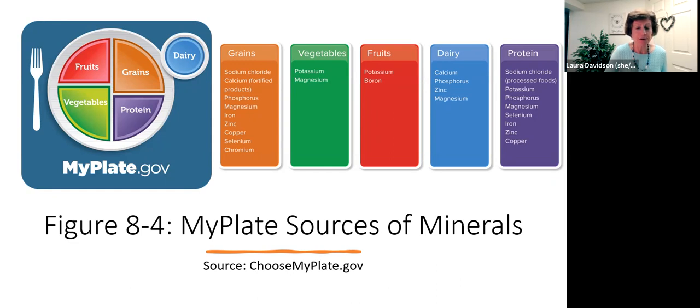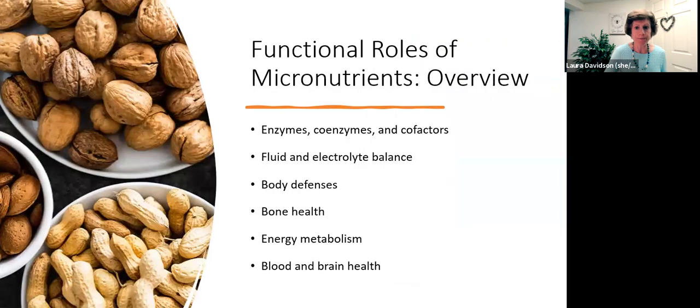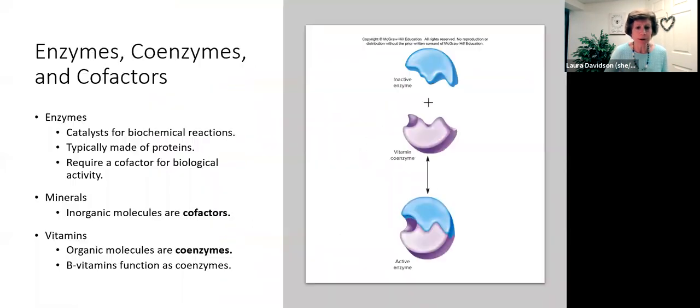Grains are packed, and you can see that here, but you find essential minerals in all of the different food groups. So quick overview, and we'll get more into this when we look at the functional chapters, which are coming up. These are all the functions that the micronutrients are involved with. So you see here enzymes, you see fluid and electrolyte balances, body defenses, bone health, energy metabolism, blood and brain health. So even though we only need little bits of these, micrograms and milligrams, specks of the nutrient daily, they are extremely important in functions that are part of our lives.